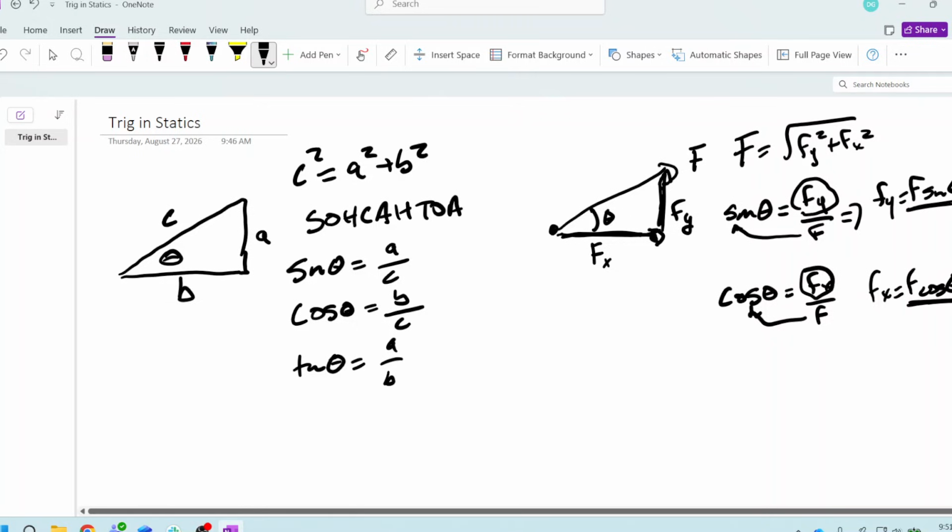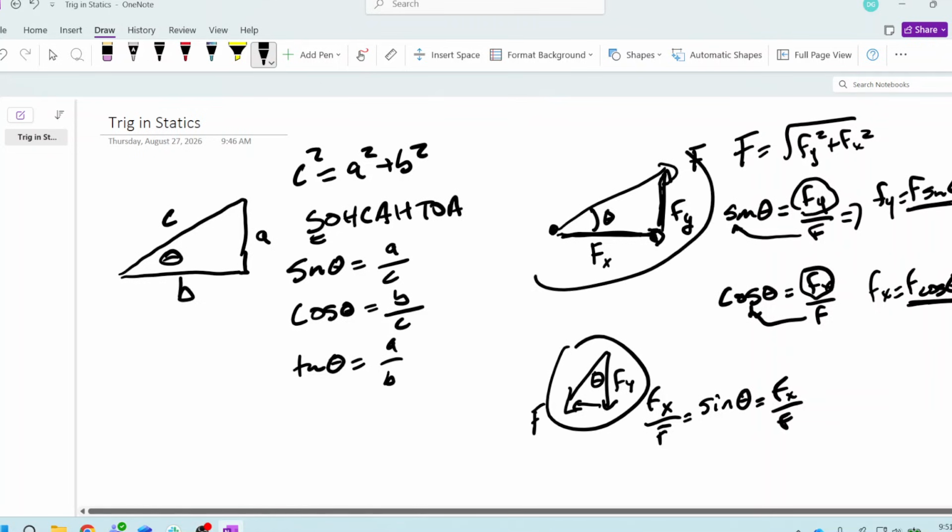Now I say often because every so often, especially if we have an F that's drawn in that direction, we have our theta drawn not in relation to the x-axis, but the y-axis. So in this case, we see that SOHCAHTOA says F of x over F is the opposite, and opposite is our sine. So sine of theta, I should have probably said that, opposite. So sine of theta is equal to F of x in that case over F. And so it all depends on how you draw your triangles.